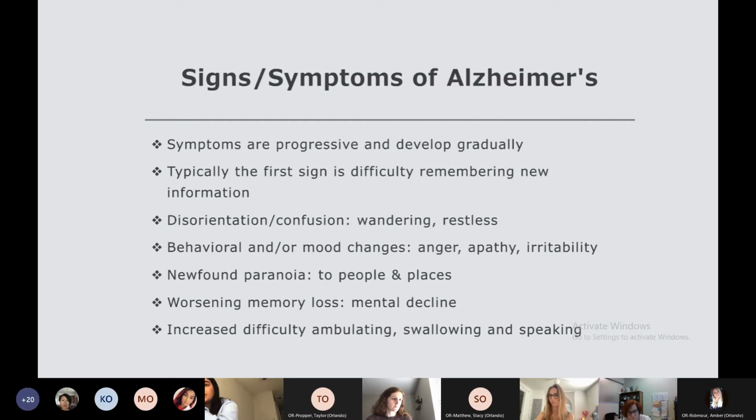And here are some signs and symptoms of Alzheimer's. It is progressive, so it develops gradually. Typically, the first sign is difficulty remembering new information. They get disoriented, confused. They have behavioral and mood changes. They have newfound paranoia to people and places, and they have worsening memory loss. So they have continuation of mental decline and cognitive impairment. They also have increased difficulty ambulating, swallowing, and speaking. So safety is a huge concern.